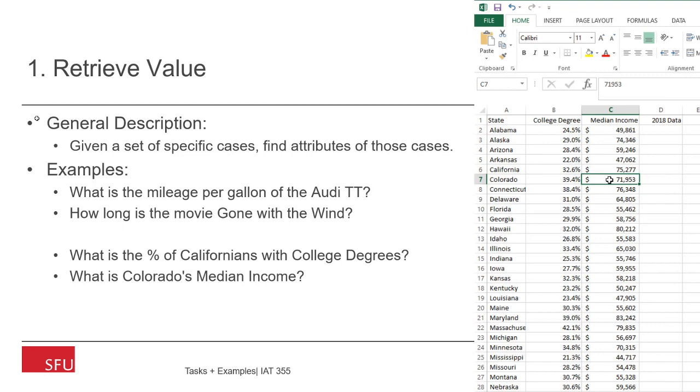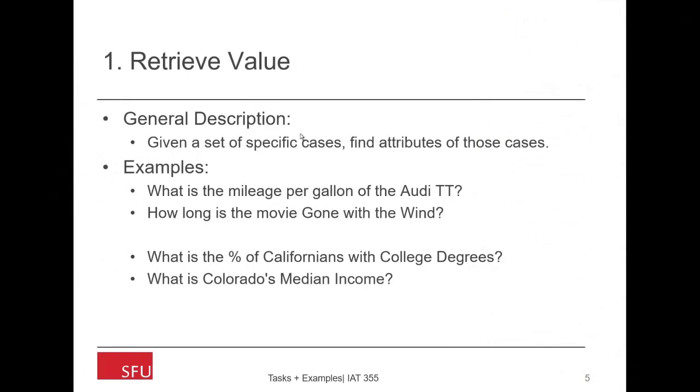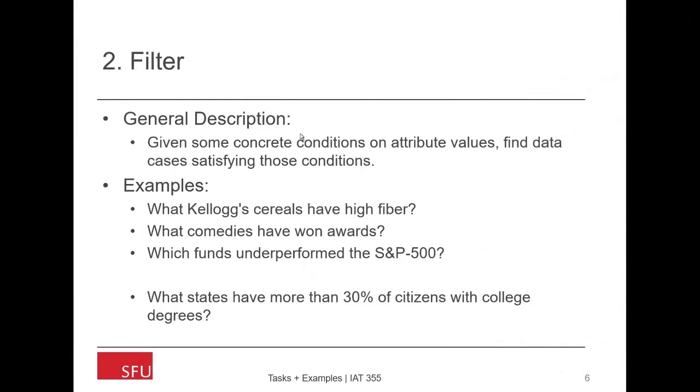And some of the other things that you can do with this, say in Tableau, is hover above an individual data item and wait for the tooltip to pop up. So the next task that we're interested in is filtering. And the general description is, given some concrete conditions on attribute values, find data cases satisfying those conditions. And whereas the retrieve value thing was about finding a data case's individual value for some variable, filter is about identifying a set of data cases that meet some criteria.